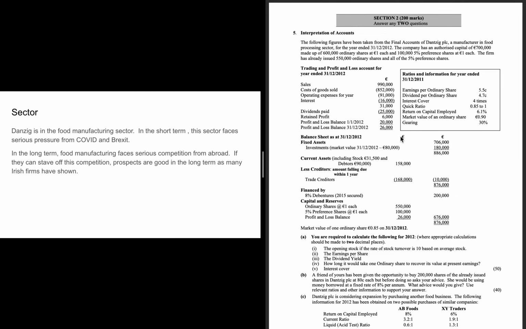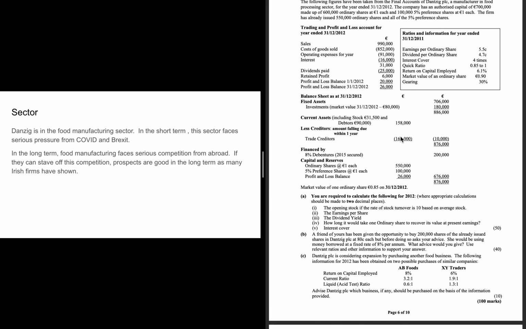Okay. Part C is a strange question. Again, check the marking scheme yourselves on this, because I answered this a very specific way. So it says Danzig is considering expanding. Well, they won't be able to expand, but that's not too relevant. The following information has been obtained, and it gives you the return on capital employed, the current ratio, and the acid test ratio. And it's asking you, can you say which of the businesses is better to invest in? Now, I have an opinion on which business is better to invest in based on those, but my opinion doesn't match the marking scheme. So I went with don't invest in either of them as a result.